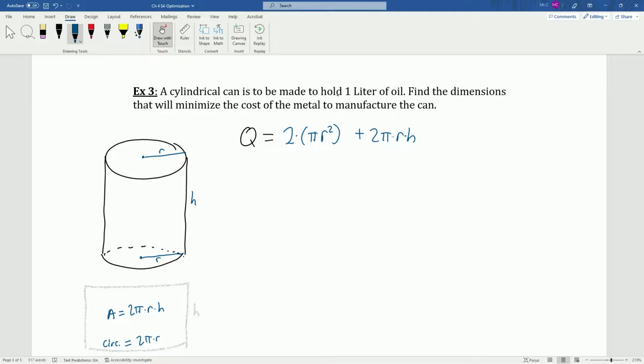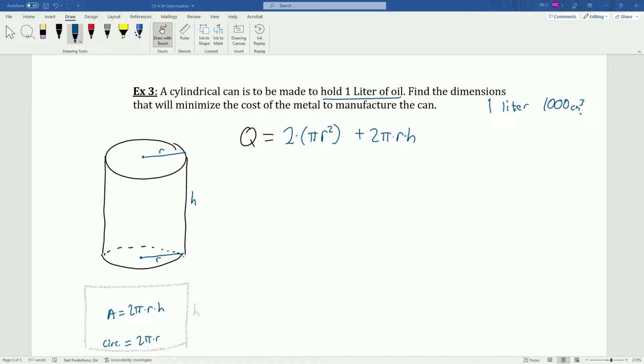Now, what's our restriction? The cylindrical can only holds 1 liter of oil. Okay, so how do we get 1 liter of oil here? It is 1,000 centimeters cubed. Okay, so now that we've got that, that tells us also we should be working with centimeters for our radius and our height, and so forth. So, all right, let's go ahead and go from there.